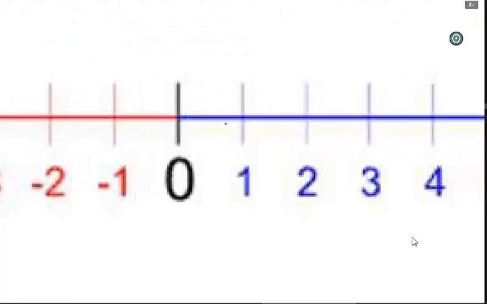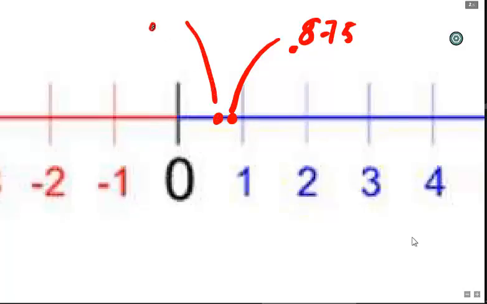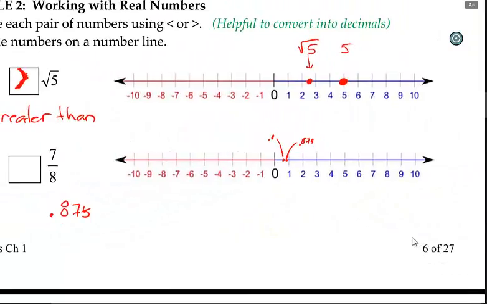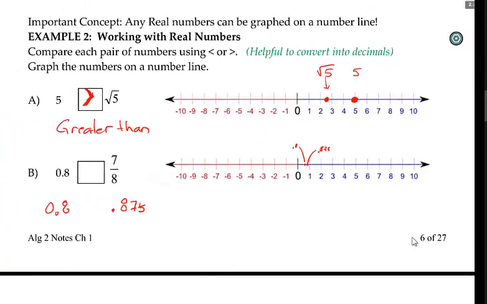Now on our graph, these are very difficult to graph. So I'm going to graph 0.875 right here. And obviously 0.8 is going to be right next to it, but 0.875 is further to the right. Sorry, it's very small there. 0.875 is going to be the greater one, but our symbol needs to be a less than symbol. So we're going to be less than.